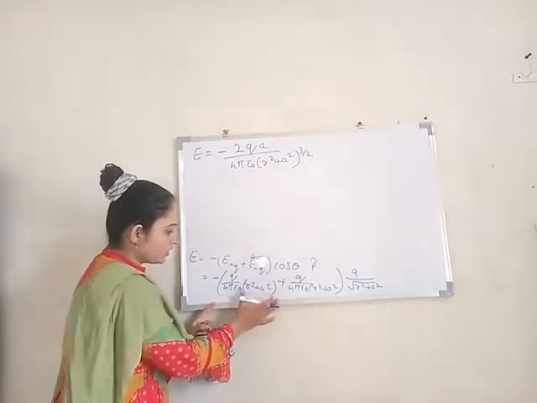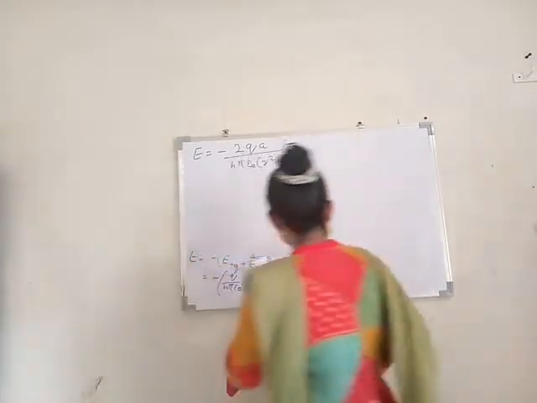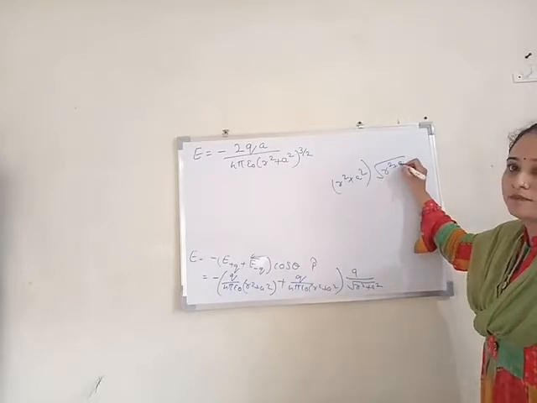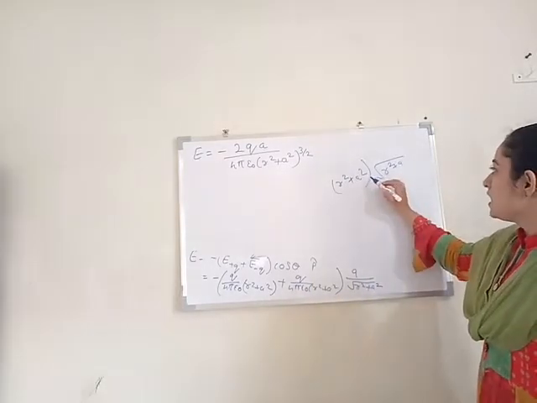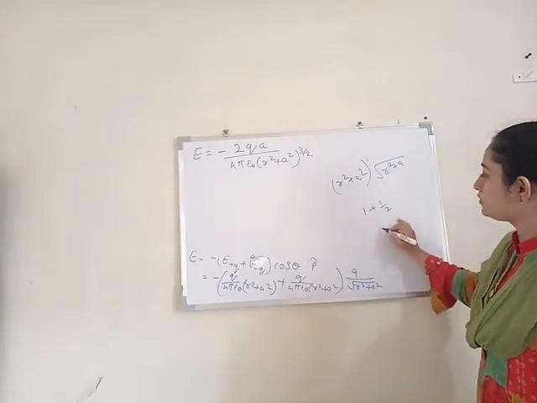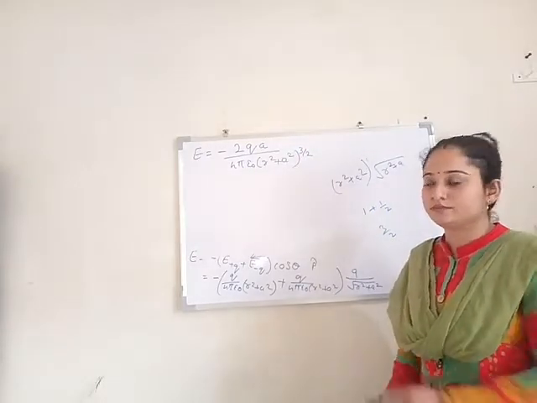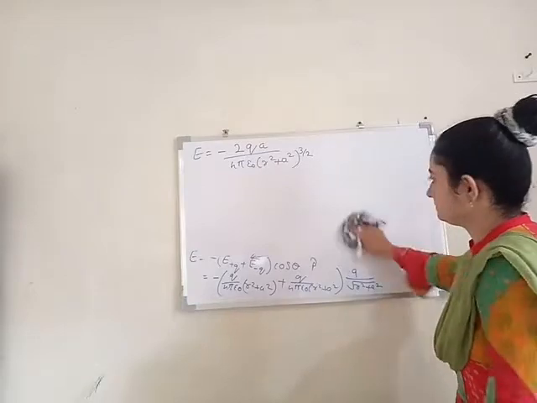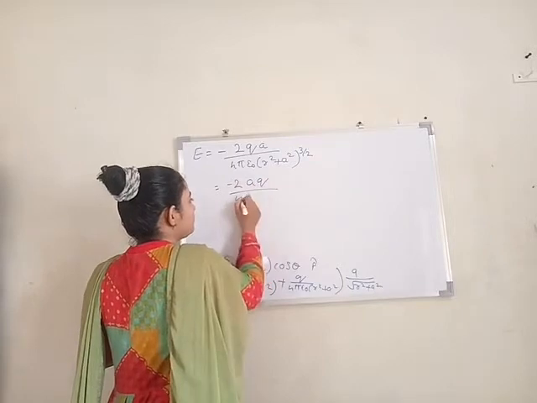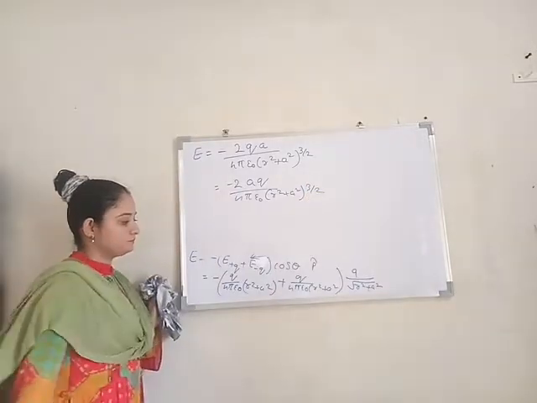How 3 by 2? Here we took r square plus a square common. So r square plus a square into root of r square plus a square: here the power is 1 and here the power is 1 by 2. 1 plus 1 by 2 is 3 by 2. So r square plus a square, the whole power 3 by 2. That is 2aq upon 4 pi epsilon 0 into r square plus a square to the power 3 by 2. We have solved this also.